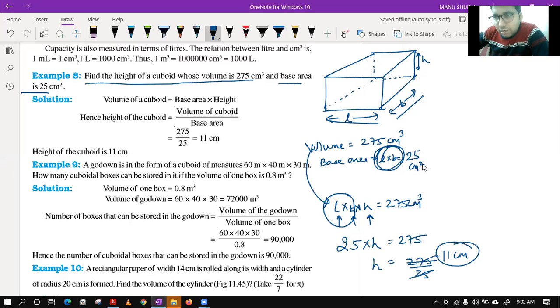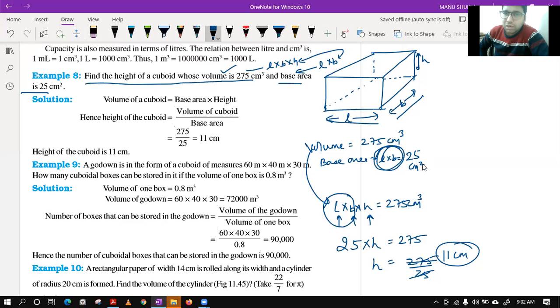Ananya is saying, but area upon product of LB is given. Yes, area or product LB is given. Yes, that will help us to find the answer. So all of you, are you able to understand how we utilize the two given things? Volume was given to us, that is L into B into H. Base area was given to us, that is L into B. So we utilize these two equations to find the value of height.